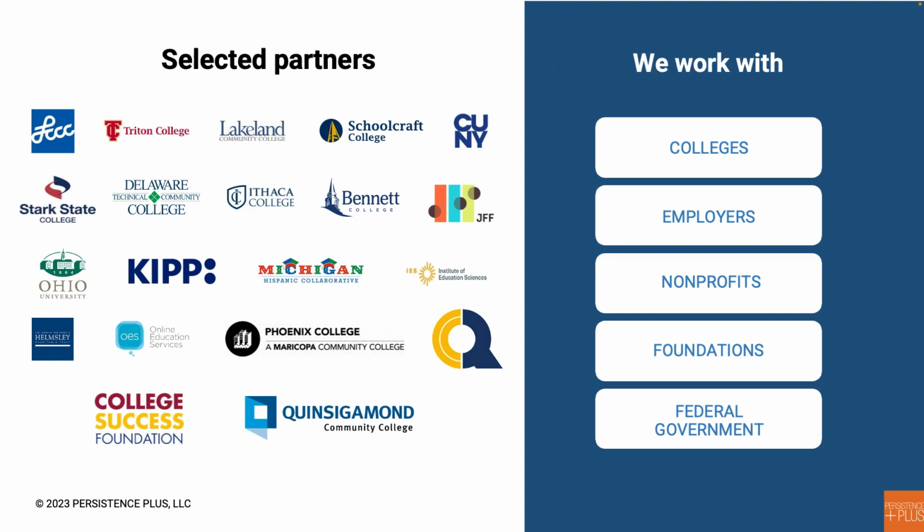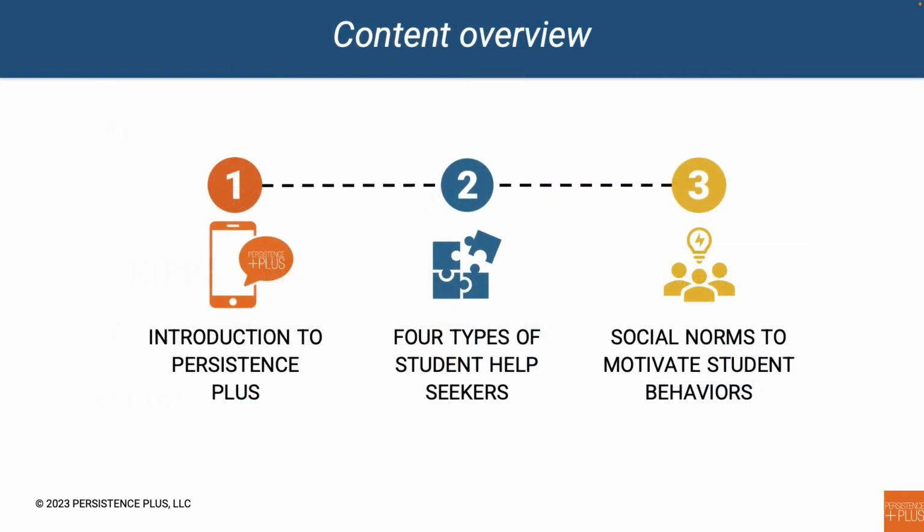And we have refined our support over the years by working with a variety of partners. There's a sampling of them on your screen right now. We've worked with four-year colleges like Ohio University and Bennett College, college systems like CUNY, community colleges like Lorain County and Phoenix College, foundations and nonprofits, partners like Jobs for the Future and the Michigan Hispanic Collaborative. These partnerships have allowed us to expand our knowledge on how best to support students across multiple subpopulations, from high school students through college graduation, and also supporting their transition into the workforce.